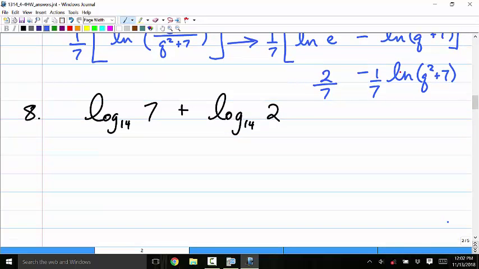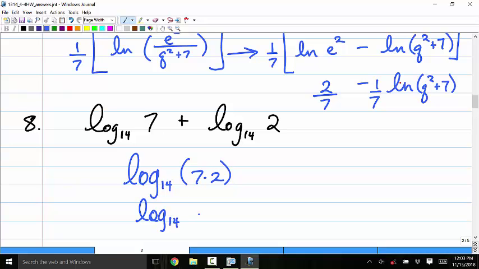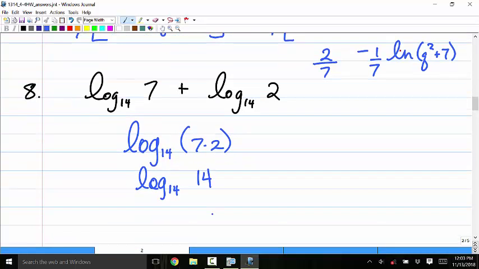Okay, write it as a single log, number 8. They're both the same base, so I'm going to write it as one big log, log base 14 of 7 times 2. What is 7 times 2? What is log base 14 of 14? You're done.